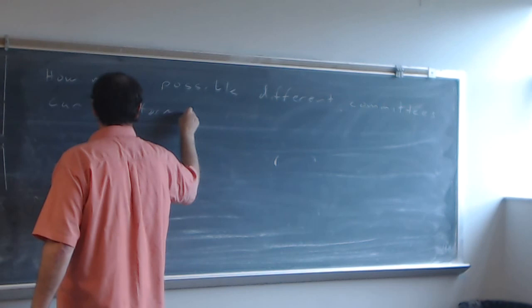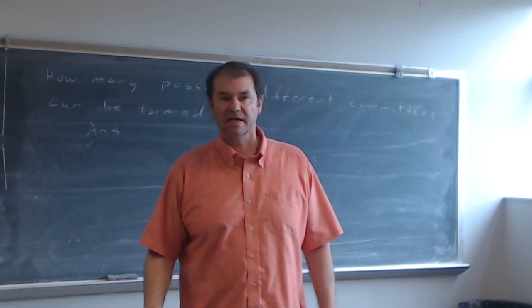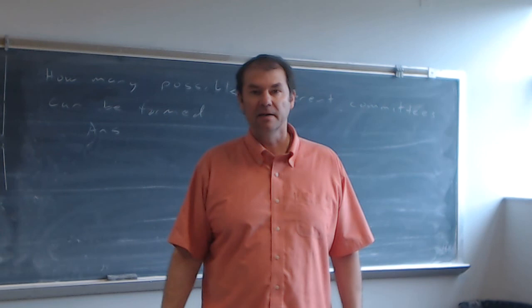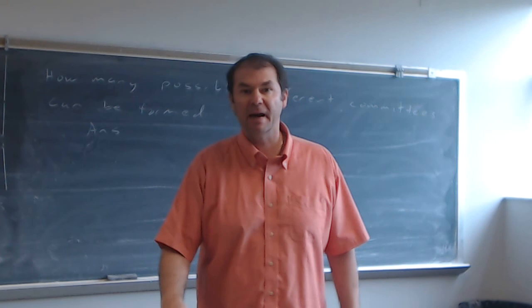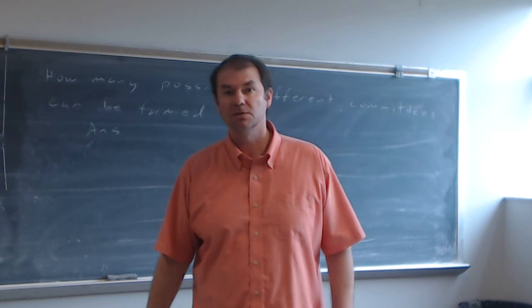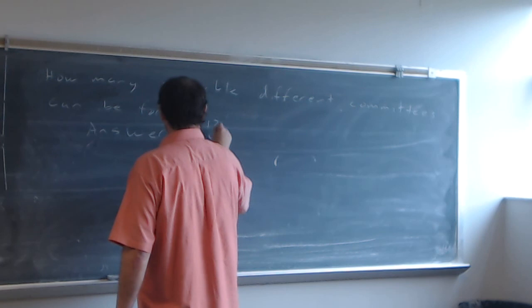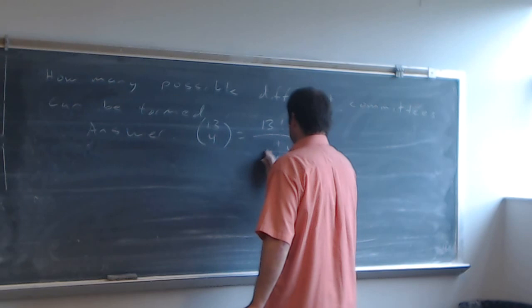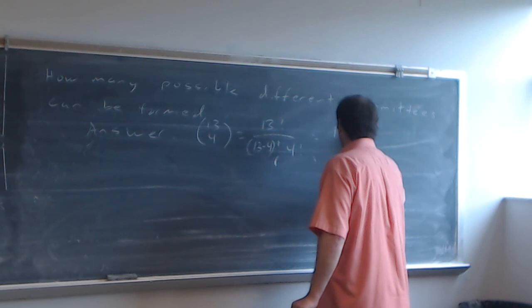Okay, the answer is, so in this case, if I say, well, on the committee was Al, Bob, Carl, and Dan. And I said, well, on the committee, we have Dan, Carl, Bob, and Al. Well, that's the same committee. It doesn't matter how I list them. So the order of listing the members is not distinguishing of the committee. So we use combinations here. For the answer, it is 13 choose 4. So what is that? That's 13 factorial over 9 factorial times 4 factorial. Remember, this 9 is obtained by 13 minus 4.